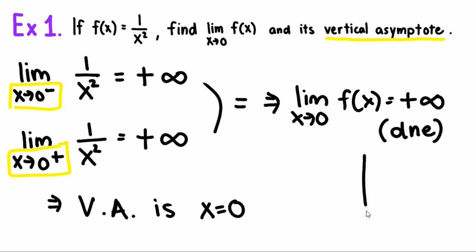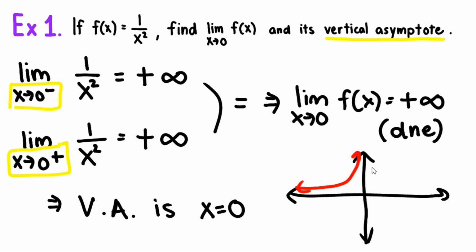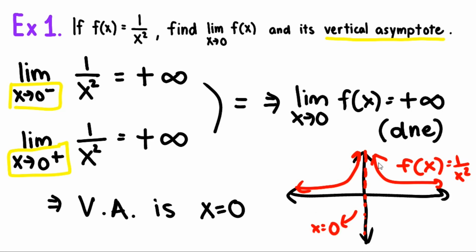And you may check out its graph if you want. It would look something like this, wherein this refers to f of x equals 1 over x squared. It's like our previous example a while ago, but this time it's both positive since we have a square out here. As you can see, the vertical asymptote is at x equals 0, and the limit from the left and the right approaches positive infinity. So that is the answer for this first example. I hope you got that one correctly.